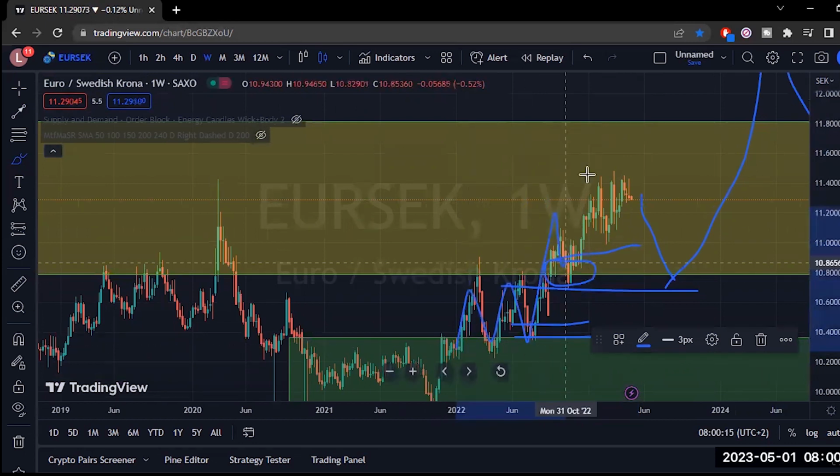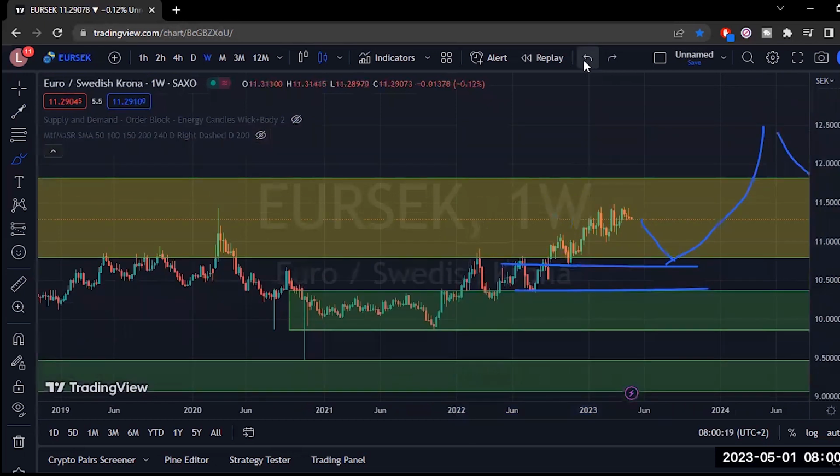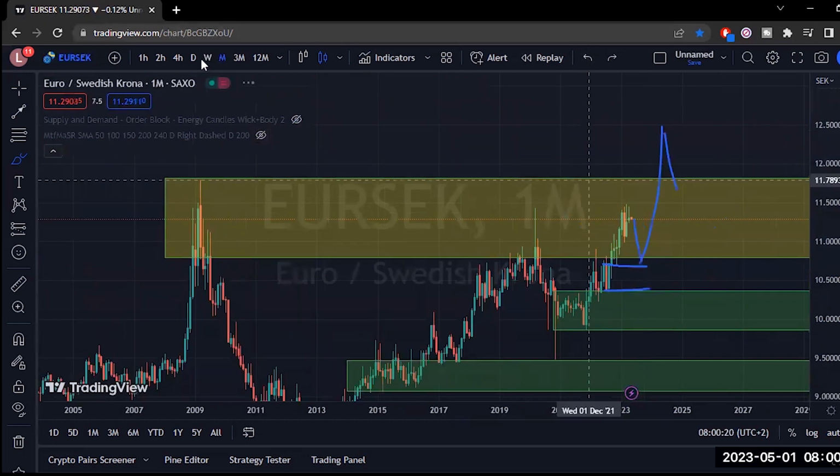These are all swings, right? You can swing from weekly demand to weekly supply, right, up until you're done. You can swing from weekly demand to weekly supply.